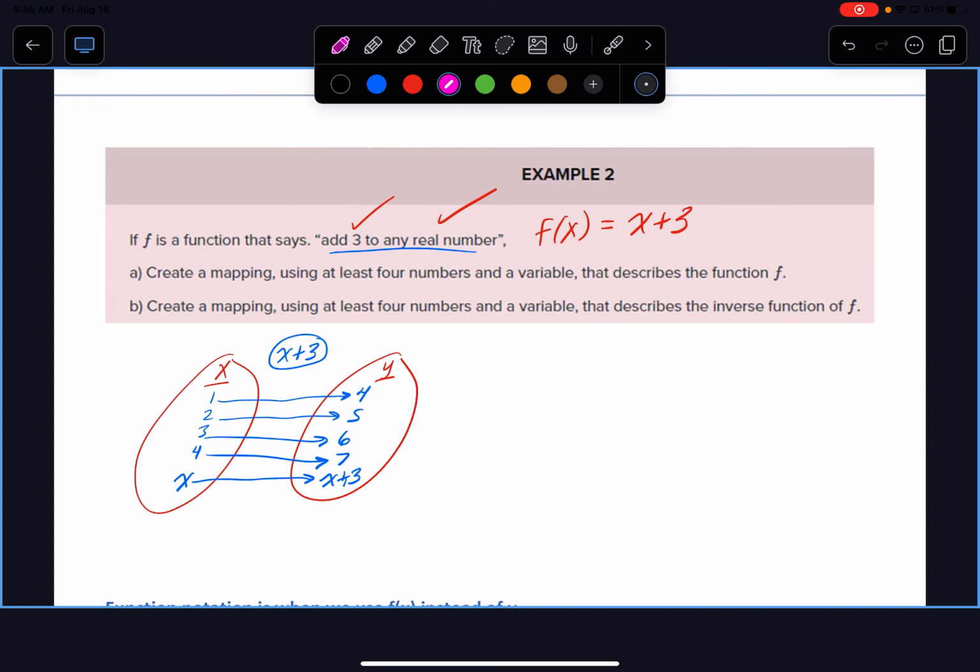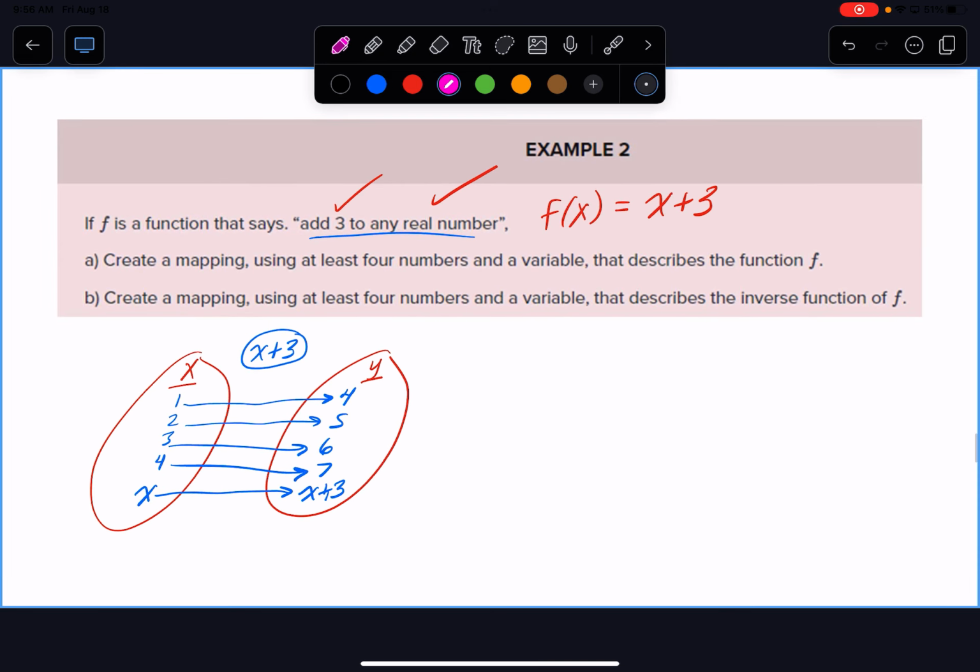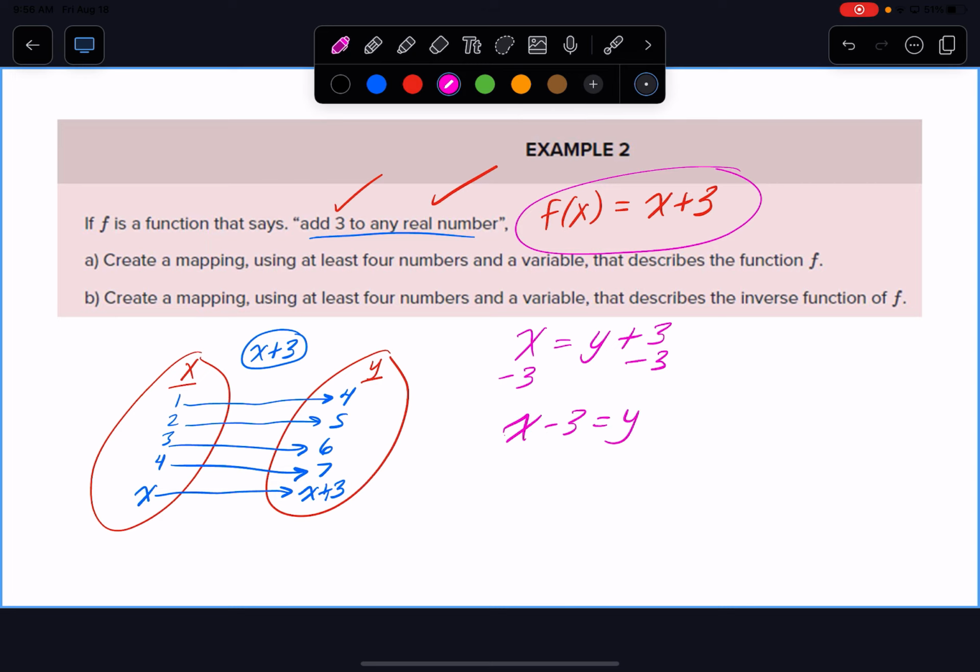It says create a mapping that describes the inverse. So what I would do is first find the equation of the inverse. So I go back to my original equation and I switch x and y. This is just me. And then I solve for y. So y equals x minus 3. So I have x minus 3 equals my inverse. That's my equation. So now I'm going to do the mapping.